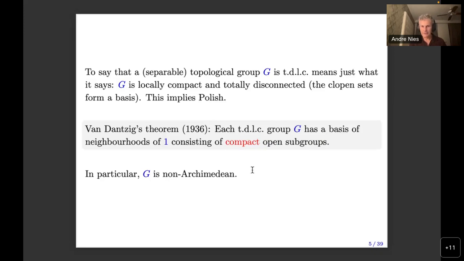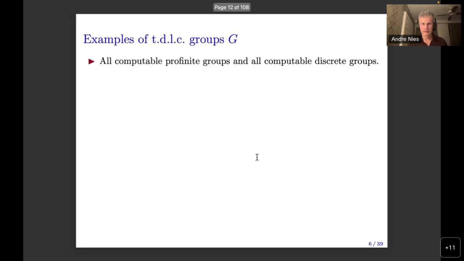So non-Archimedean means there's a basis of open subgroups. And now we get especially nice non-Archimedean: we have a basis of neighborhoods consisting of compact open subgroups. So we get back to this theorem. It's not too hard to prove.